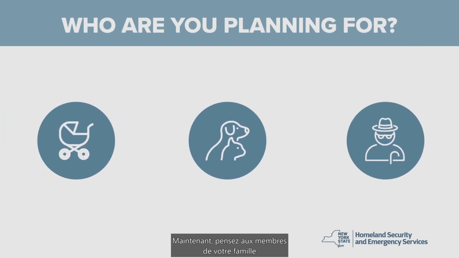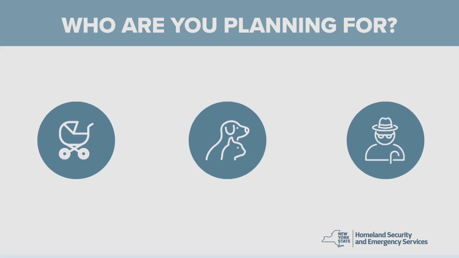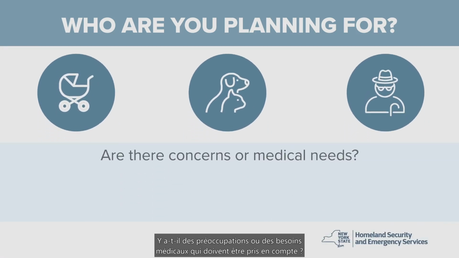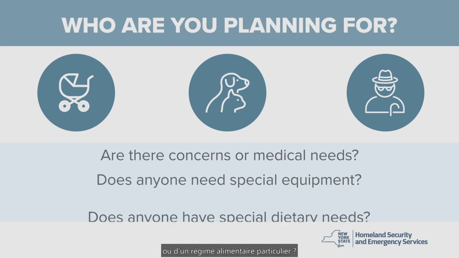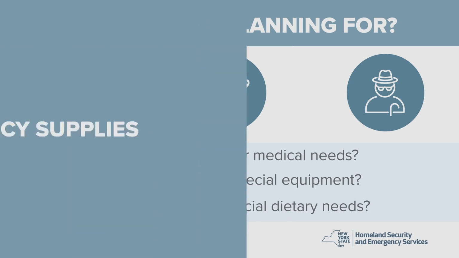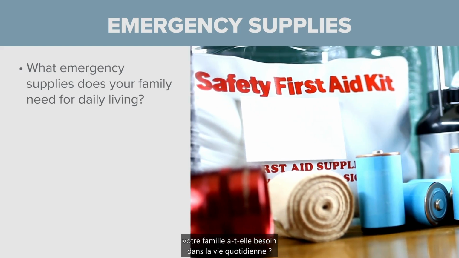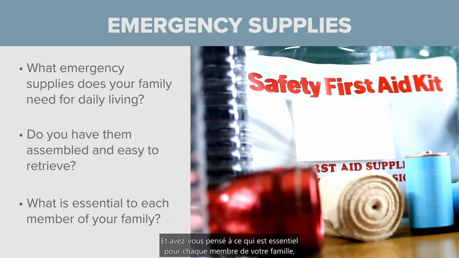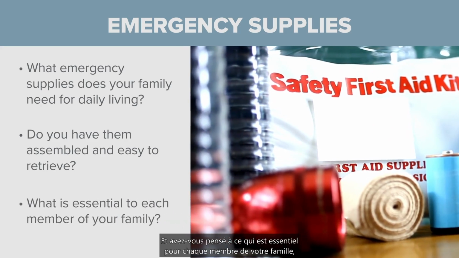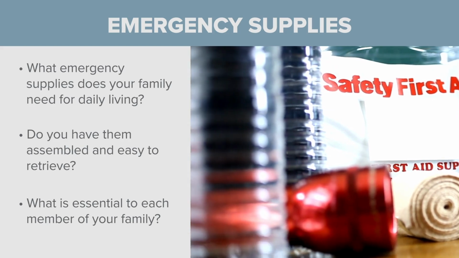Now think about who you may be planning for in your family, for example, babies or infants, the elderly or pets. Are there concerns or medical needs that need to be addressed? Does anyone in your family need special equipment or have special dietary needs? What emergency supplies does your family need for daily living? Are these supplies assembled and easy to retrieve? And have you considered what is essential to each member of your family, such as a favorite stuffed animal or toy for a young child?